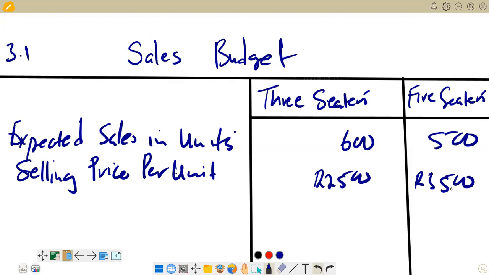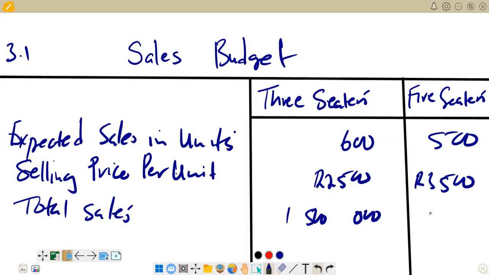So this is what we have. Then finally, we are supposed to have our total sales, whereby for our total sales, we are saying expected sales times selling price per unit. So here we are saying 600 times 2,500, then we get the value of the 3 seaters sales. If you multiply the two there, we are supposed to get 1,500,000. Then we do the same to 5 seaters. We are now saying 500 times 3,500, then we get 1 million.